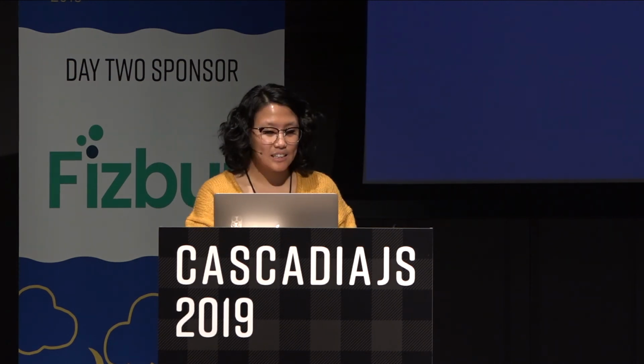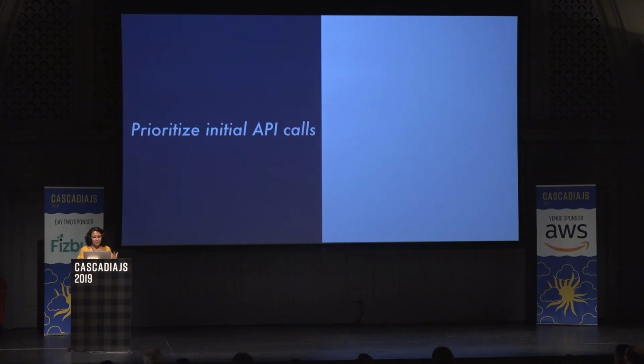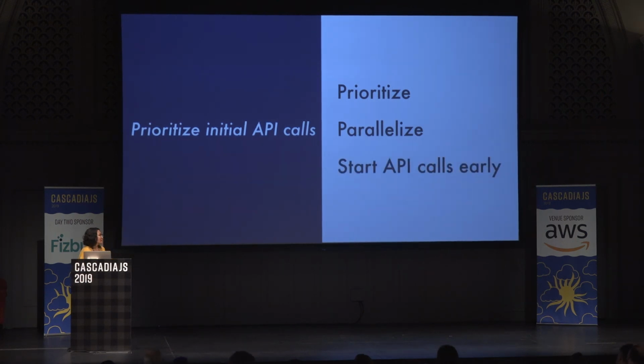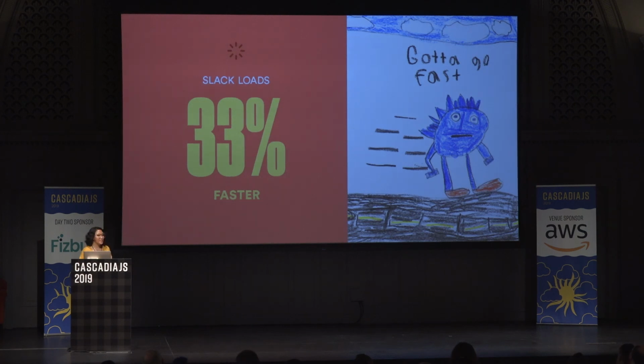Lastly, prioritizing initial API calls. So for us, this meant identifying API calls that we needed to get our app into a usable state as soon as possible, and then front-loading those calls. And then also consider parallelizing your calls to save time. We also made sure that we're starting our blocking API calls early on so that they don't block boot and the app from getting into a more usable state. And that's how we made Slack load 33% faster.